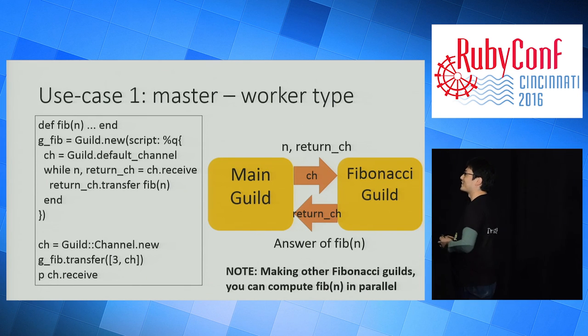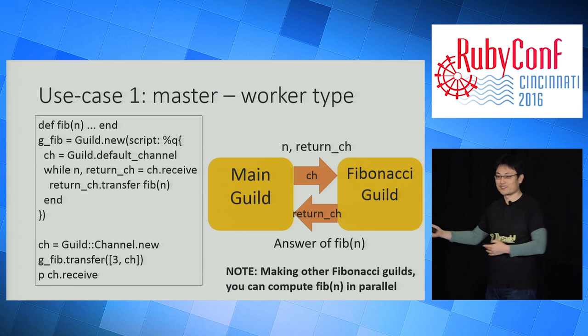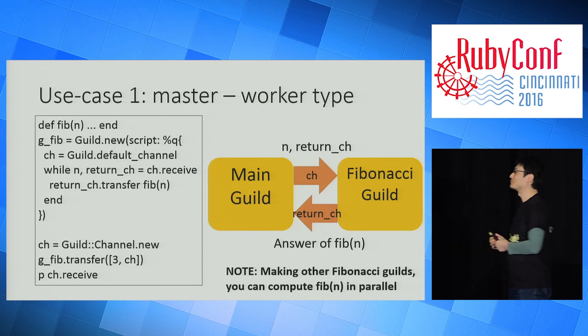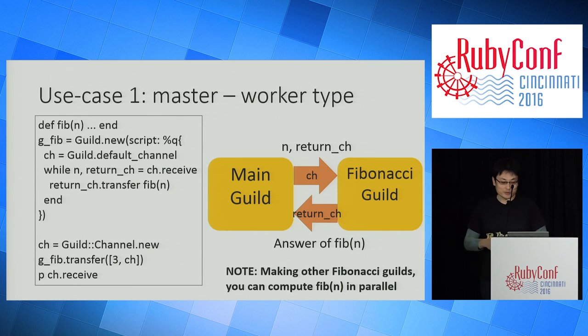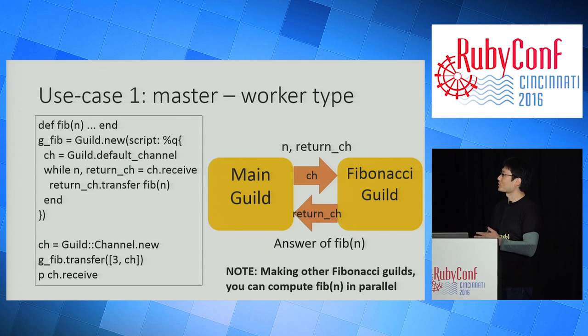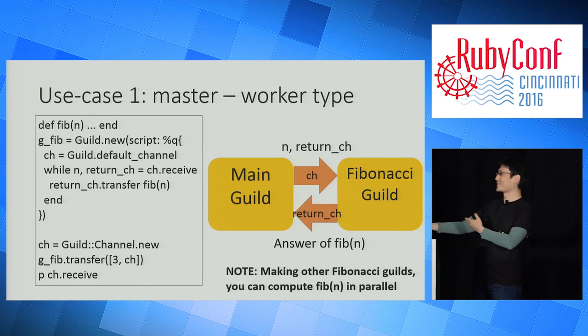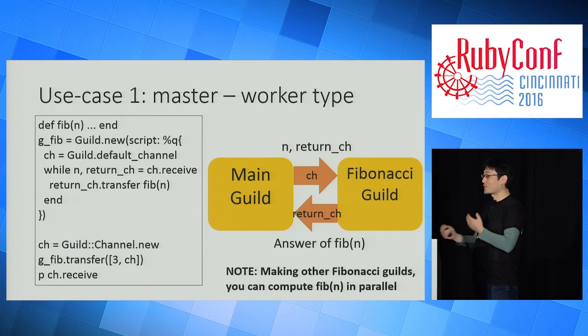This is a very preliminary design. This program passes the program to the other Guild as a string, but I believe it is not a good design, so we can change it. Please note that it is preliminary. In this case, there is a global method, a Fibonacci number calculation method, and we make a child Fibonacci Guild. Each Guild has a default channel, and using the default channel, we can communicate with each other. Please do not believe it is the last design. We can change it to be better.